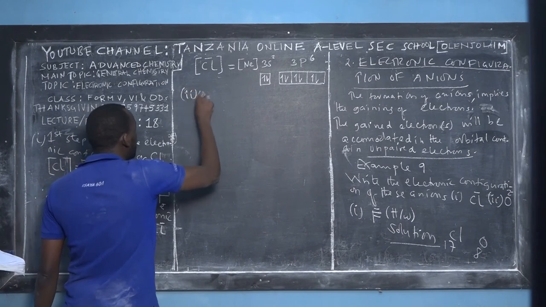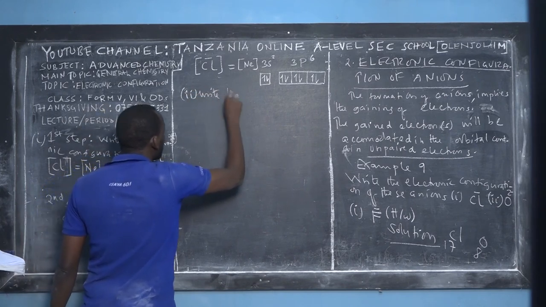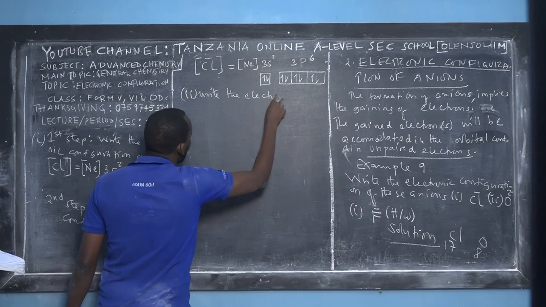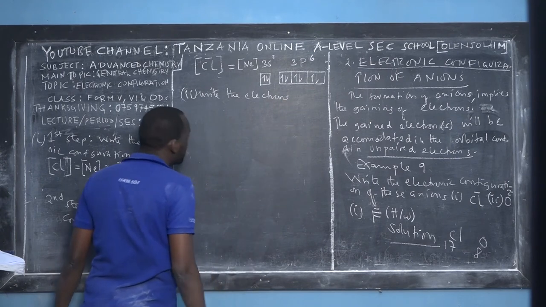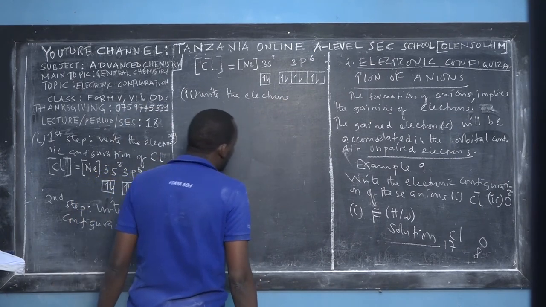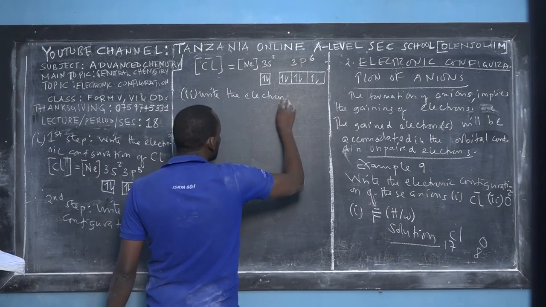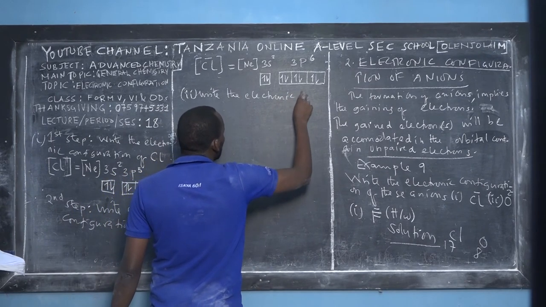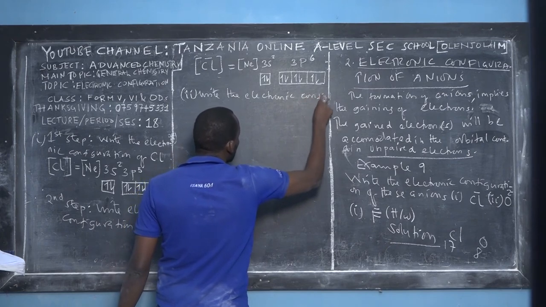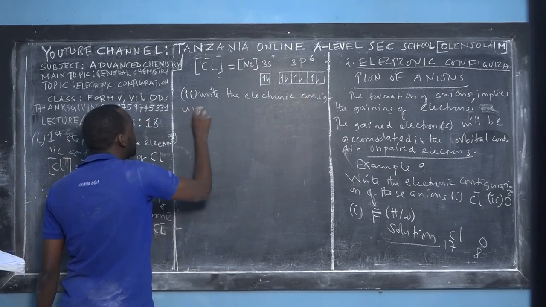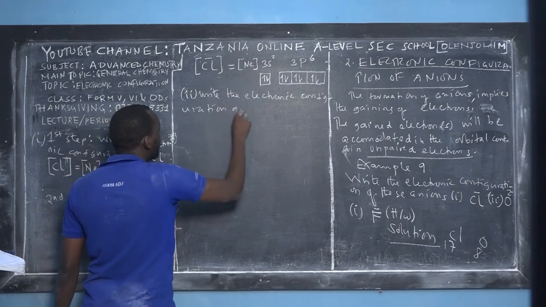Roman 2, you say that, right? Electronic configuration. So where do these electrons that have been added come from? They come from what metal? That is, it's formed in the cations because you lose electrons. Right, electronic configuration of what? Configuration of the oxygen atom.